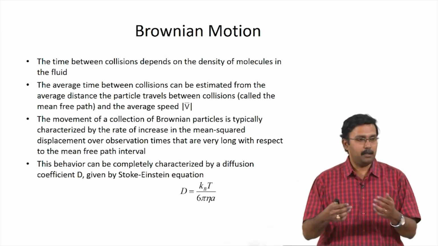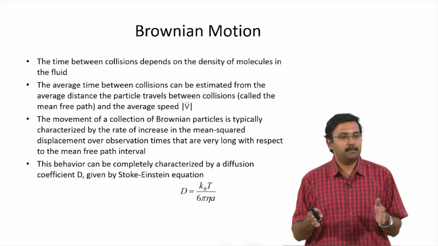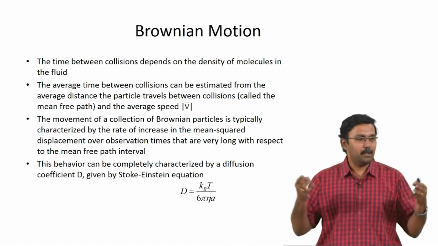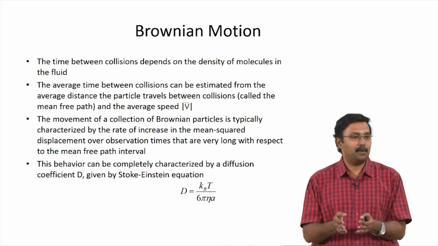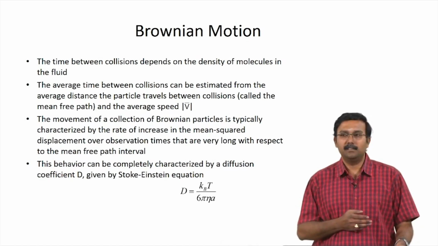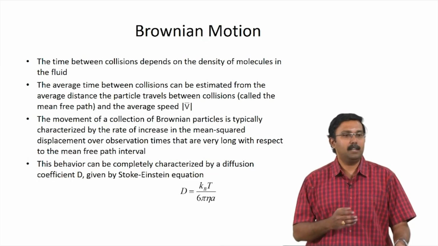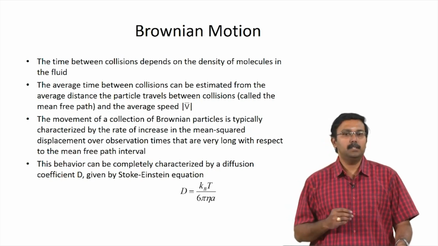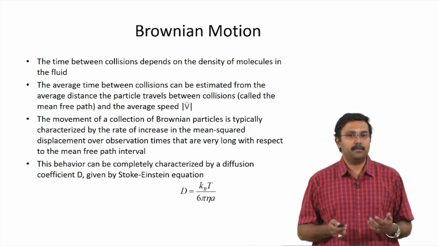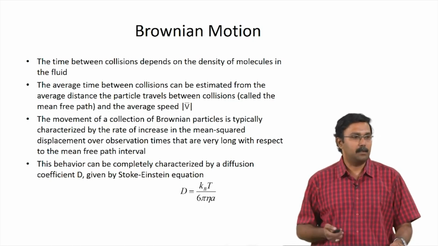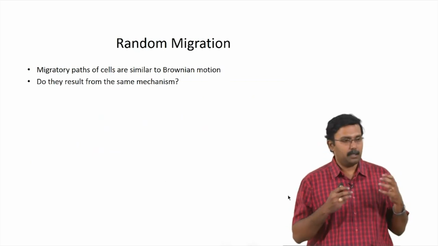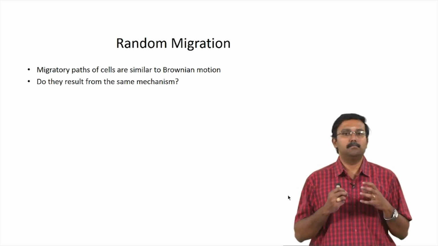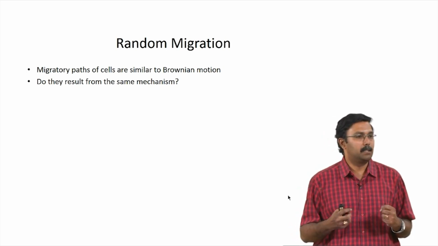Similarly, if you were to draw an analogy to our system, your period of observation has to be much larger than the persistence time. That is why I was saying, if you are looking at 300 minutes and have observed it only for 150 minutes, it is not going to work. The persistence time has to be much smaller than the period of observation for you to understand random migration. This behavior can be characterized by a diffusion coefficient D, which can be given by the Stokes-Einstein equation. Okay. So, we talked about how random migration can look like Brownian motion and what Brownian motion is, but are the mechanisms similar?